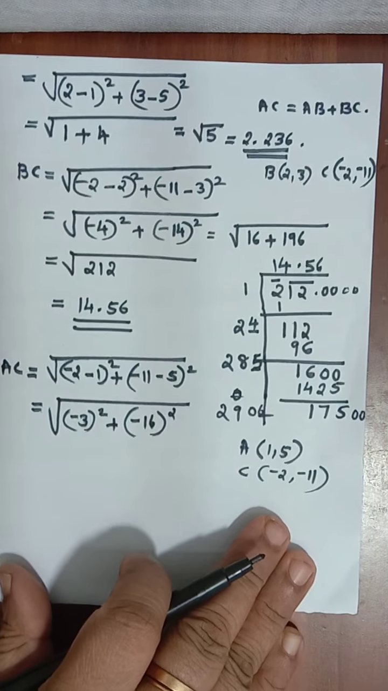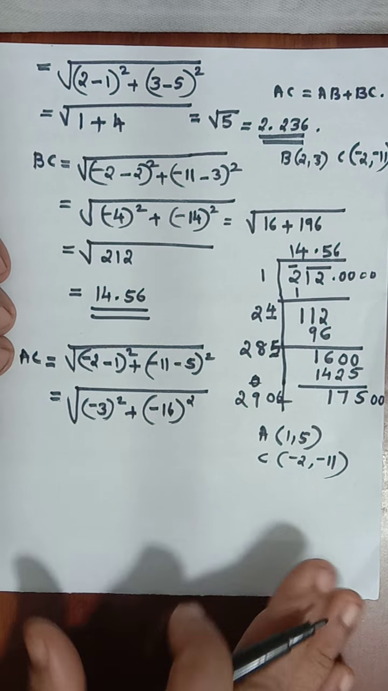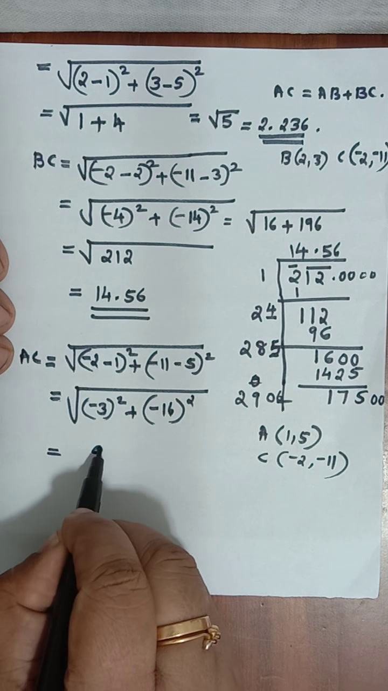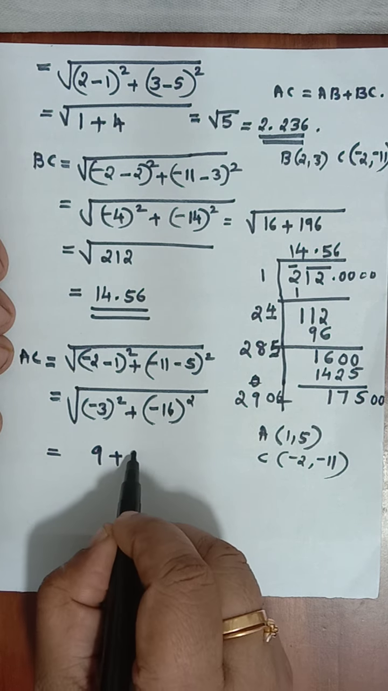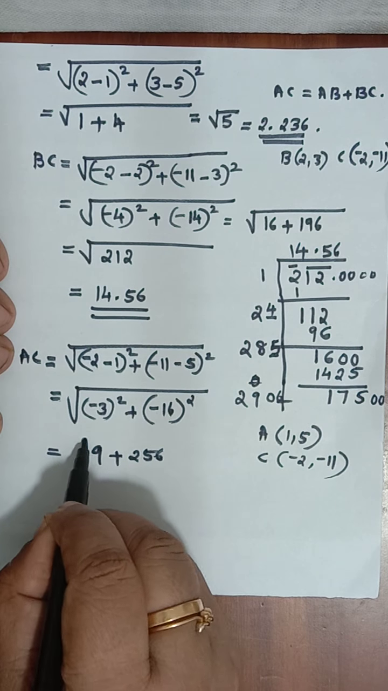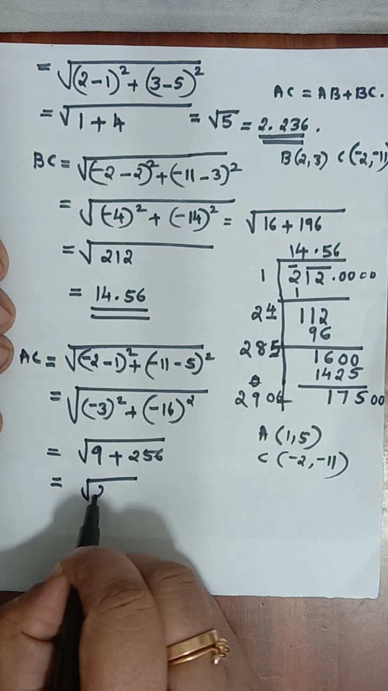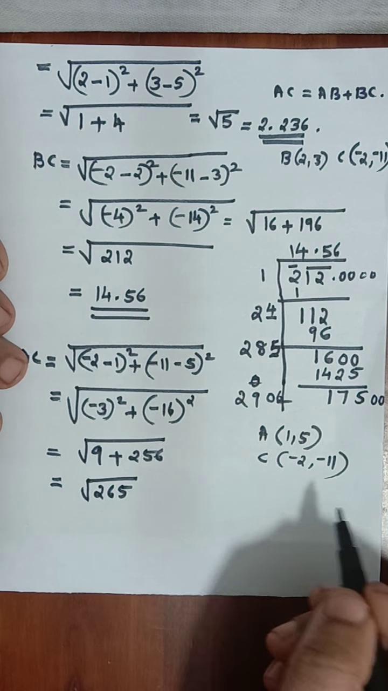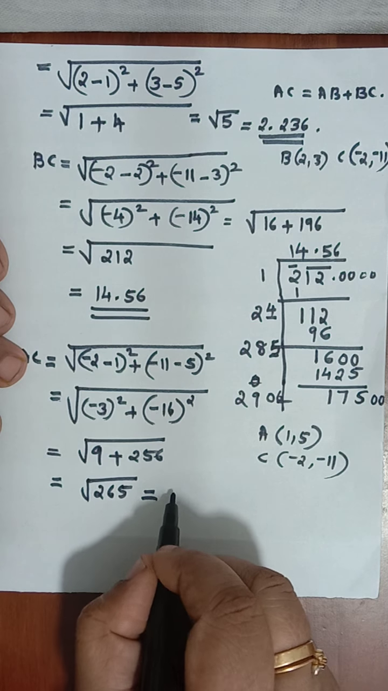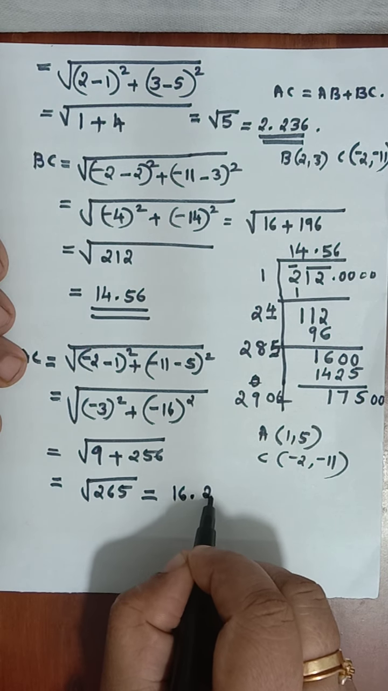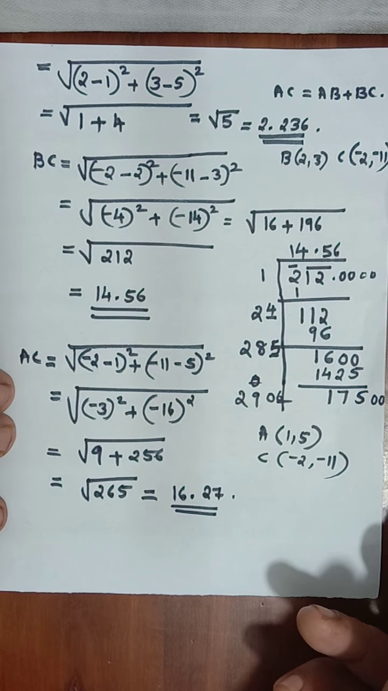Let us take the square of this. What do we get as a square? Negative 3 square, we will be getting it as positive 9. Negative 16 square, negative 16 into negative 16, it is 256. Add both. What do we get when we add? We are getting 265. 265 also, you have to find out the square root in the same way. We are getting it equal to 16.27. So you have to do the square root in the working column.